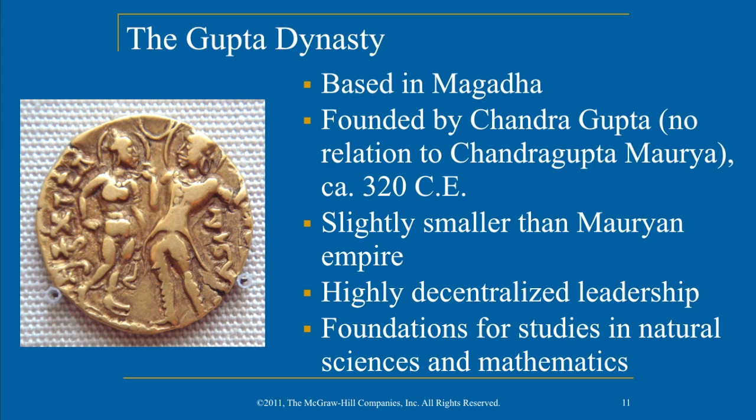Next, we get to the Gupta Dynasty, based in Magadha, founded by Chandragupta, no relation to Chandragupta Maurya, so you're going to have to try and keep those guys straight, around 320 CE. It's slightly smaller than the Mauryan Empire and had a highly decentralized leadership. When we say decentralized leadership, what we mean is that the leadership wasn't centralized or centered in one individual.